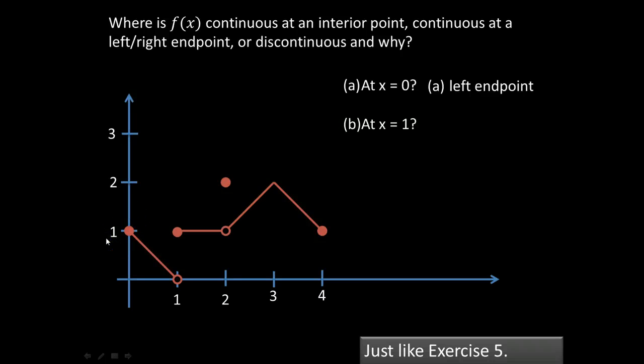Let's see, letter B, at x equals 1. So at x equals 1, we are not continuous. We would say it's discontinuous, and the reason is because the limit as x approaches 1 doesn't exist. We have a different left-hand limit than we have a right-hand limit, which means the limit as x approaches 1 does not exist. Therefore, our function cannot be continuous at 1.